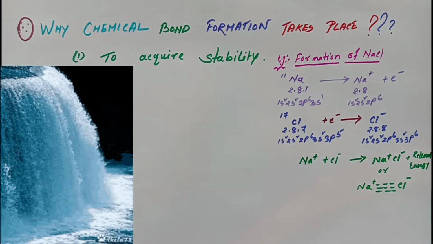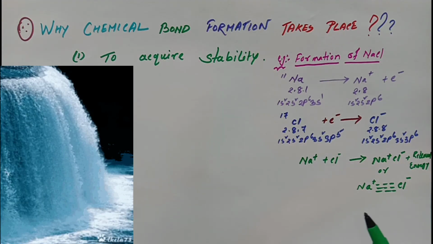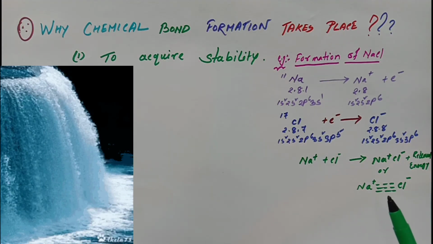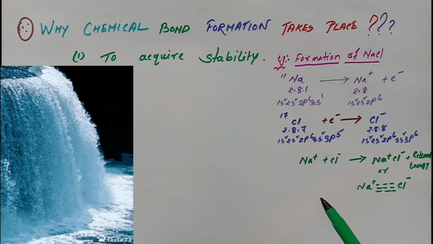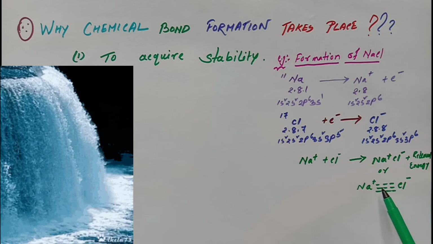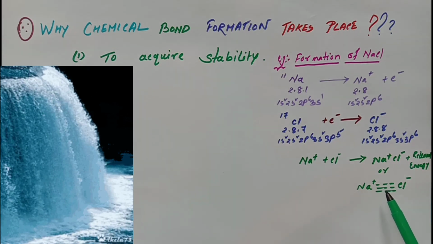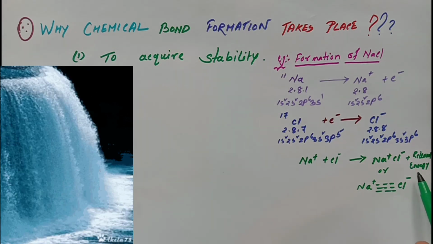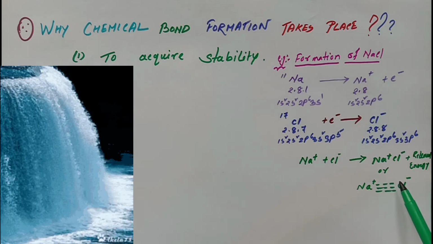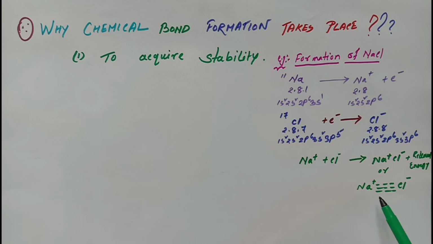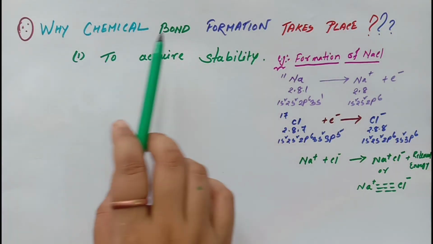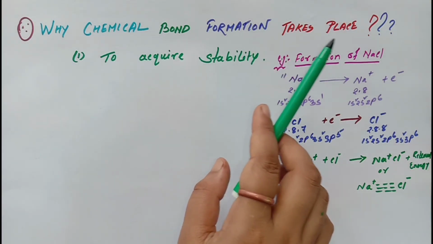Okay. So as the waterfall is flowing down, its potential energy decreases and its stability increases. Similarly, during the formation of this chemical bond, its energy decreases and therefore its stability increases. So that is why a chemical bond will form between atoms or ions. This is the first reason for the question of why chemical bond formation takes place.